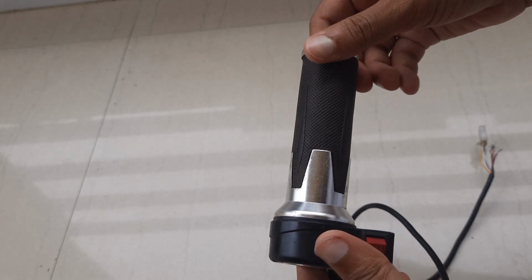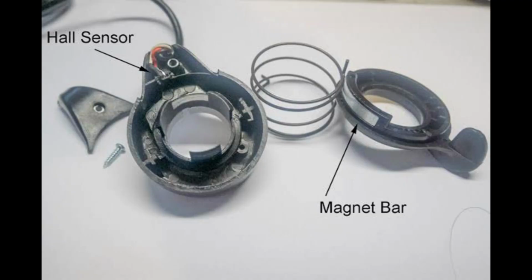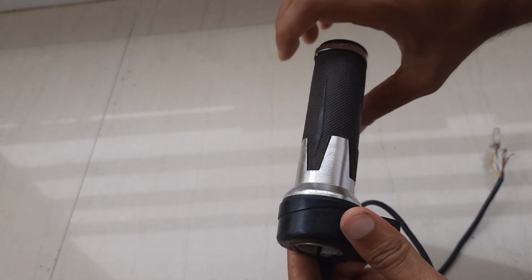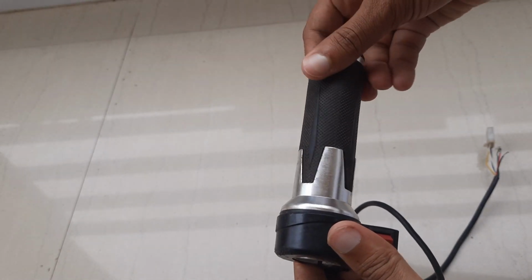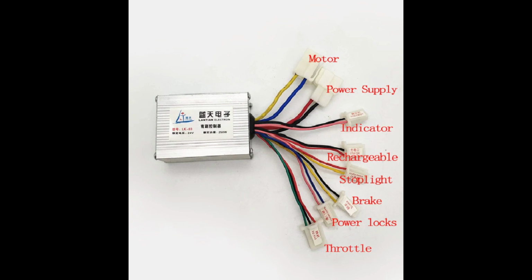The working principle behind this is a Hall effect sensor. The magnet placed on the throttle rotates around the Hall sensor, which provides an electric signal. That signal gets amplified in the motor controller. And that's how it works.